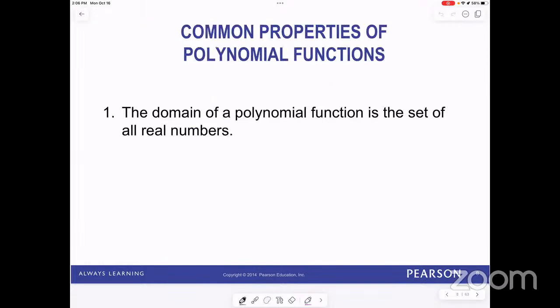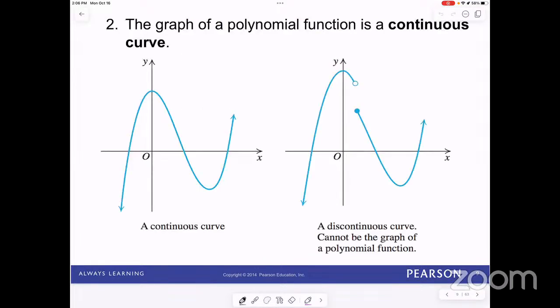So the domain of a polynomial function is the set of all real numbers. Something's missing there. Let me back up. The graph of a polynomial function is a continuous curve, right? So notice we can pick any point on the graph and start tracing it. We can get to any other point without picking up our pencil, right? So all the points are connected with a smooth curve, no holes or gaps or breaks.